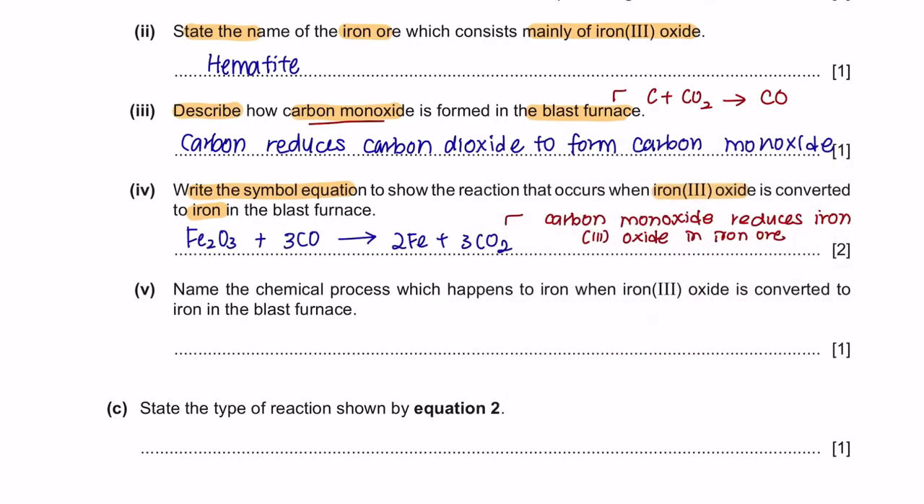Next, part 5. Name the chemical process which happens to the iron oxide when it is converted to iron in the blast furnace. So when iron oxide is converted to iron in the blast furnace, we can see that there is a loss of oxygen atoms. So this process is a reduction process.